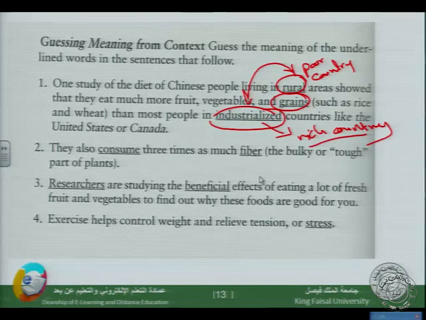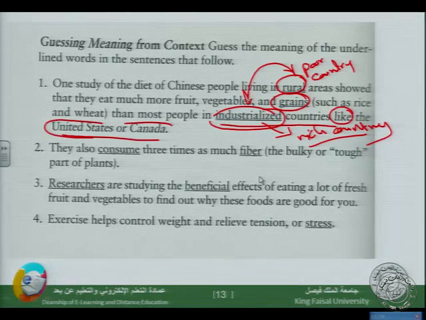How come I know they are rich? Because he mentioned like هذه إشارات. Sometimes he give you example. Through the example, you can understand the meaning. Here, industrialized countries like the United States or Canada. The United States is rich and Canada is rich. Industrialized, okay? Grains, شو معنى grains?